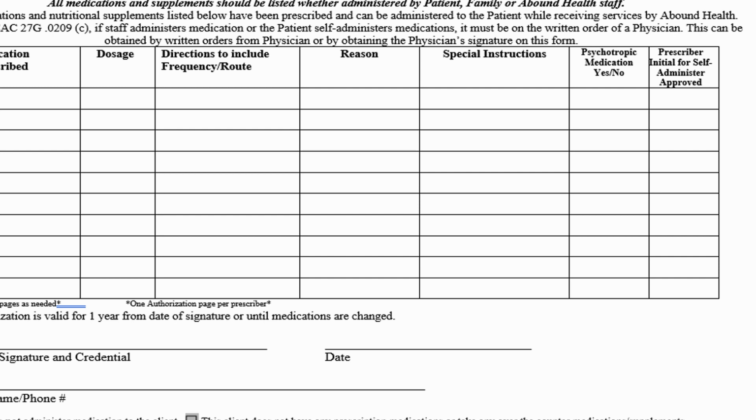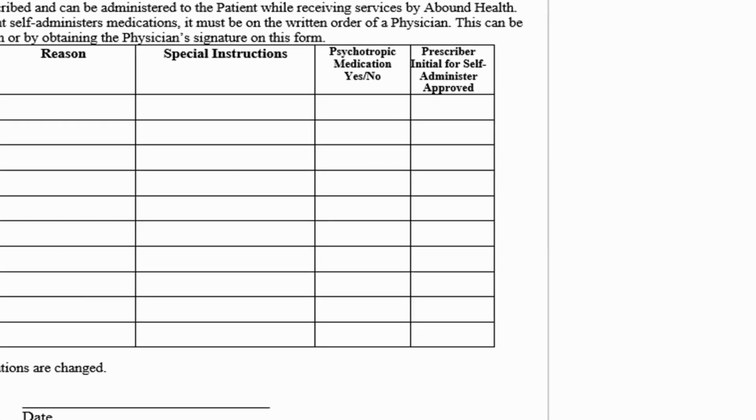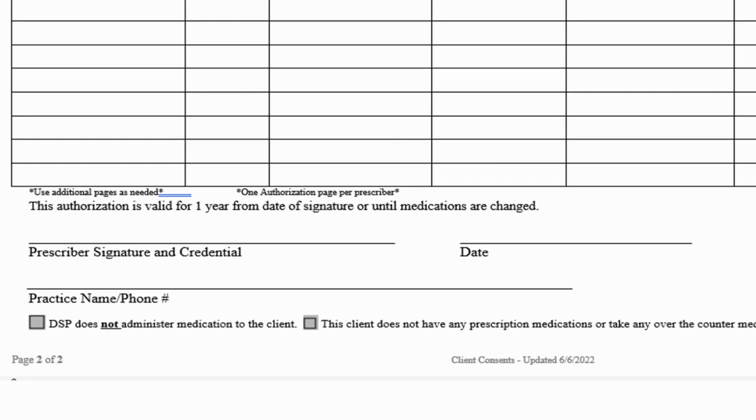A psychotropic is a medication that helps with behavior or improves mood. So you can either fill that out, or they could fill it out, or have the doctor fill it out. And then the last column is prescriber initial for self-administer approval. If the client does self-administer their medications, the doctor would sign there. If they don't, I just recommend putting NA or putting a line there. They would sign at the bottom where it says prescriber signature, credential, date.